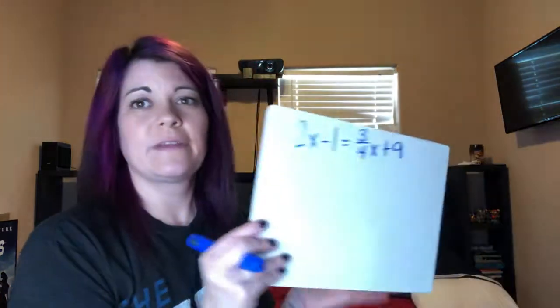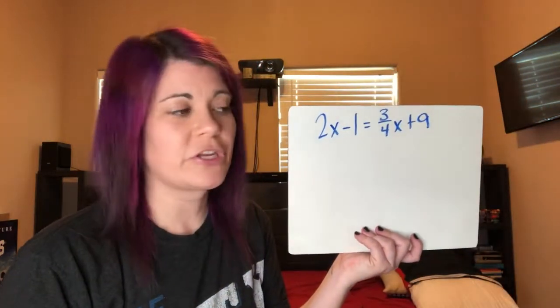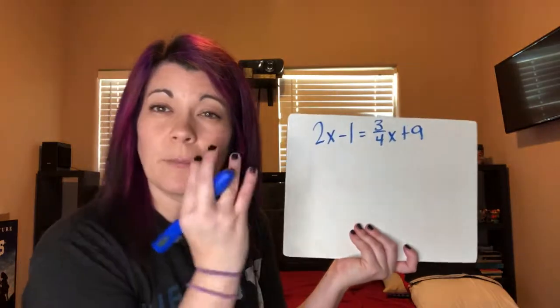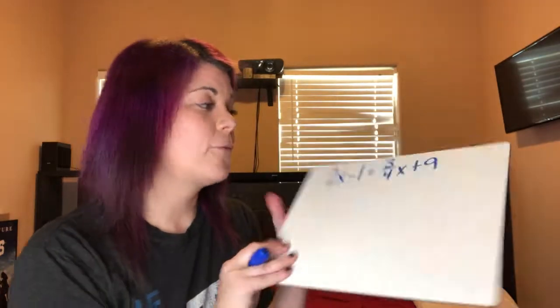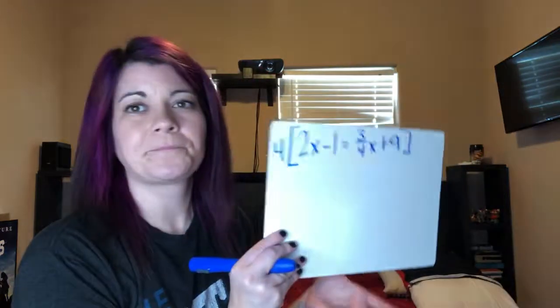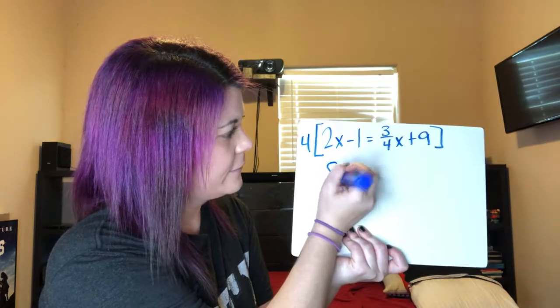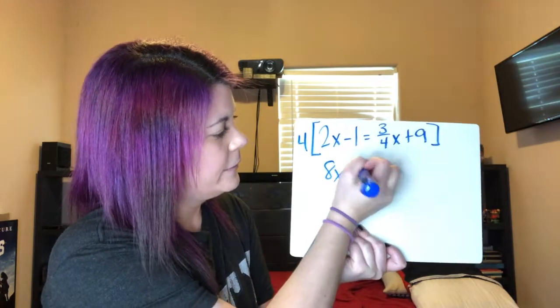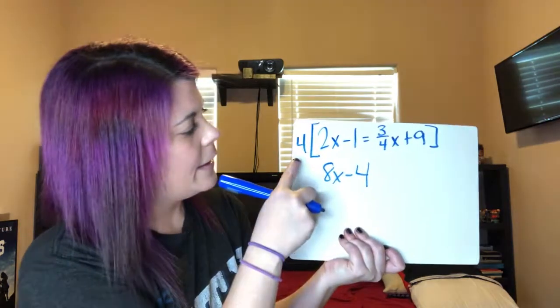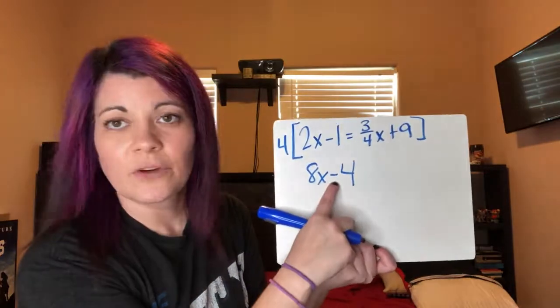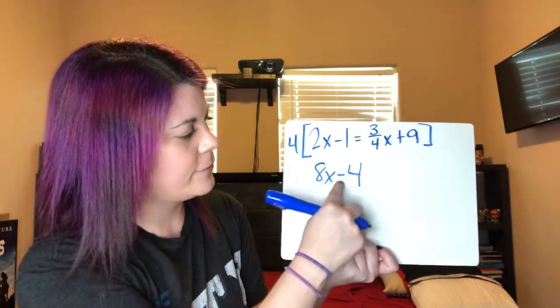So another one, 2x minus 1 equals 3/4 x plus 9. In this case, our fraction is 3/4, the denominator is 4, so I'm going to multiply everything by 4. So 4 times 2x is 8x. 4 times negative 1 is negative 4, so we have 4 with the subtraction there.